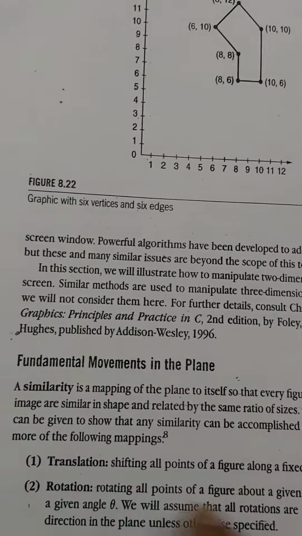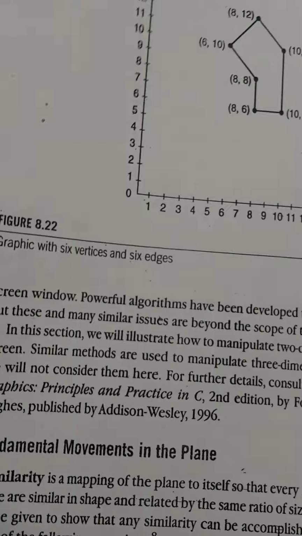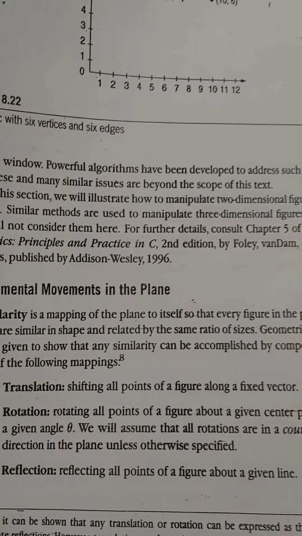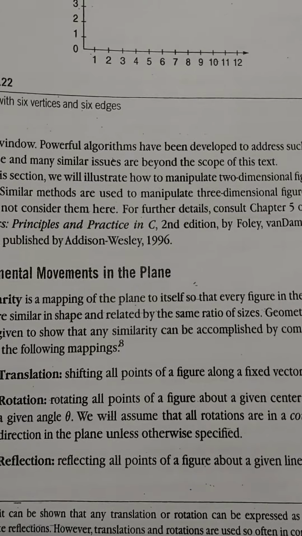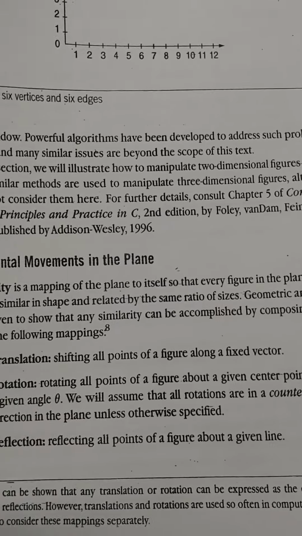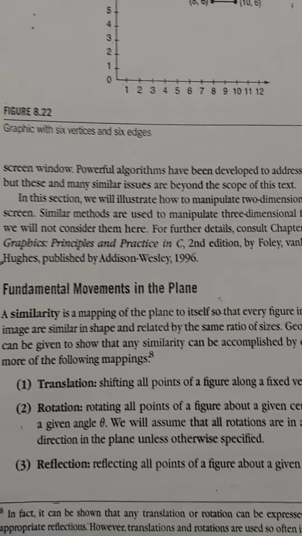Translating means moving it, picking it up from here and putting the figure at another point. Clear? So the figure will remain as it is. Next is rotation. If we rotate this figure by some angle theta in anti-clockwise direction about the origin, taking the center at origin, this figure will be the same. There will be no change in the figure. Clear? Direction of the figure will change only, but the figure will be as it is.